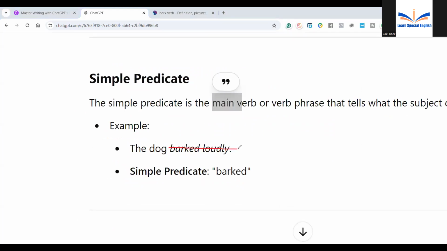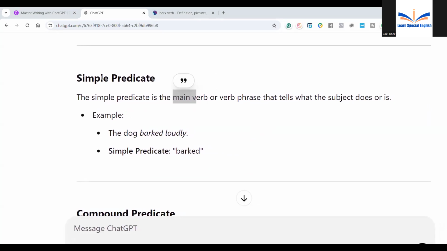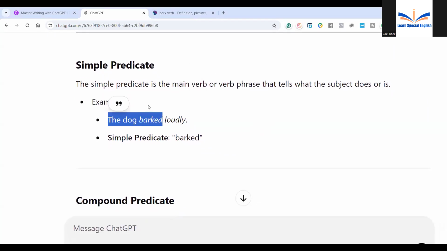If you say "the dog," what happened? Even if you say "loudly," what happened? We don't know, right? So the predicate is the completion of the sentence. The dog barked. So barked is the word that completes the sentence. Loudly is a modifier that tells you how it happened. But without the verb, we can't complete the sentence. Remember, any sentence in English must have a subject and a verb. So the predicate that completes the sentence is barked.